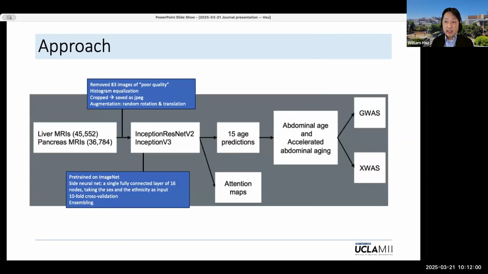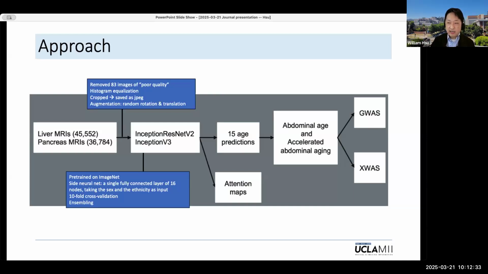Just very briefly at a high level going over the methodology. So as you can see, there was a relatively large cohort of images for liver and pancreas. And what they did was they did some QC on it, removed some images. They converted the images from DICOM, which is the inherent format, into, in this case, JPEGs. They did some data augmentation, again, to help train their models. Then they used essentially two different architectures, the Inception ResNet v2 as well as Inception v3. All of these were pre-trained on ImageNet.